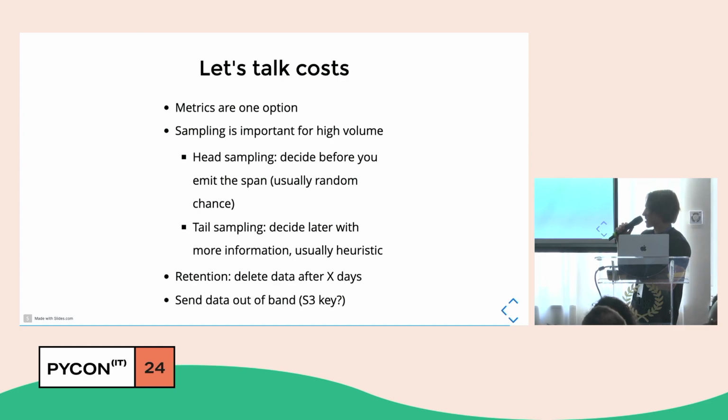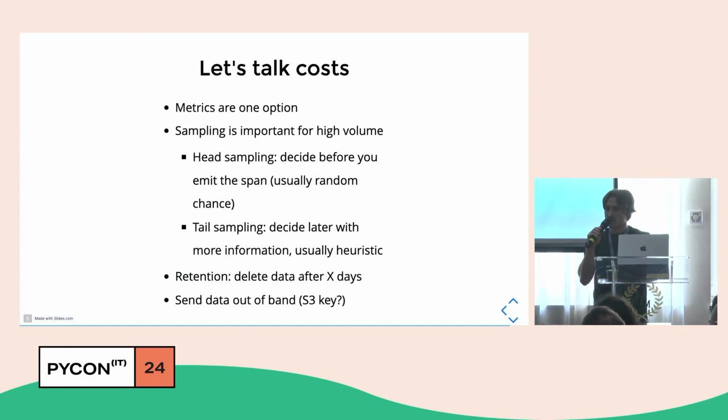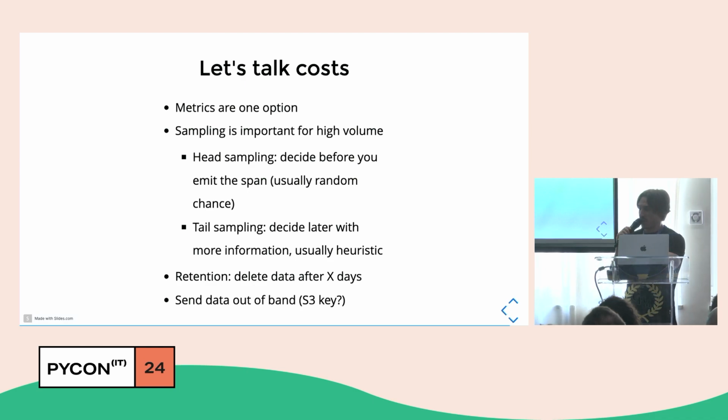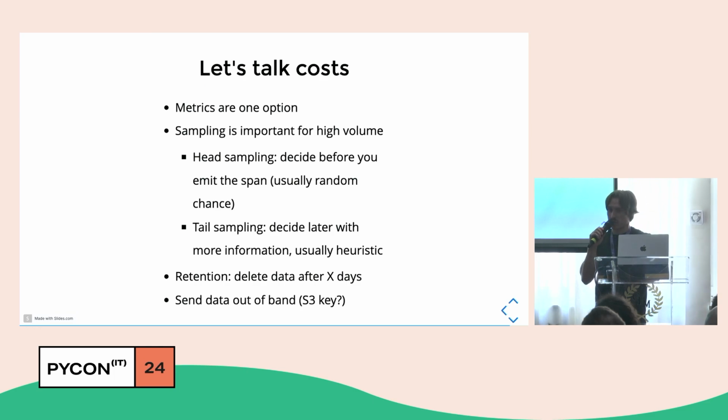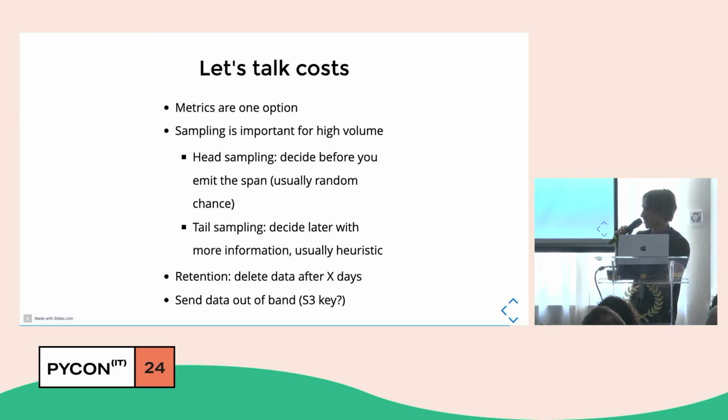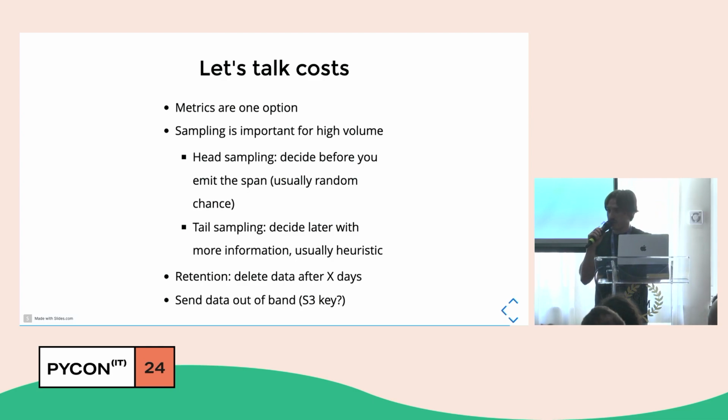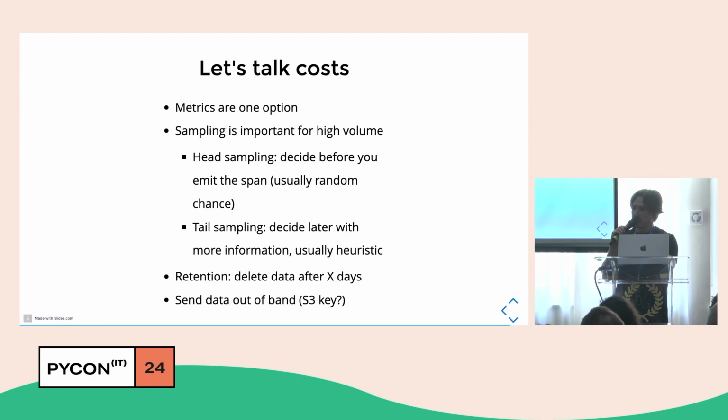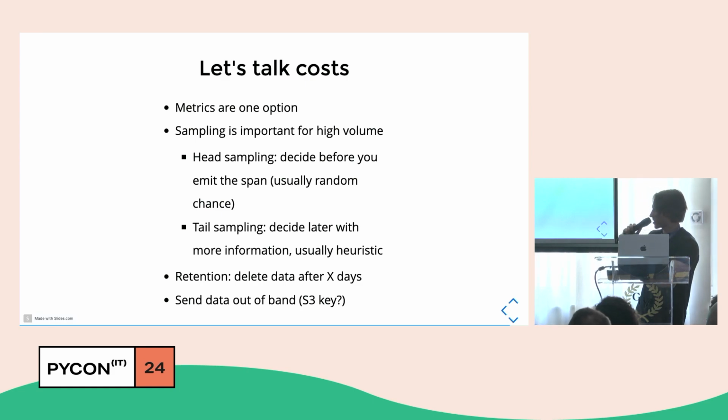There are two types of sampling. There's head sampling, which means you decide what data you throw away before you start emitting it. That's just using a random number. And tail sampling, which can be fancier. You can say, I only want to keep exceptions, or I want to keep this or that, but it's also more complicated to set up. Then you have retention. This is a feature that wherever you're sending the data provides. You can say, I only want to keep data for 2 weeks or for 5 days. That's enough to debug incidents. After that, throw it away to reduce costs.